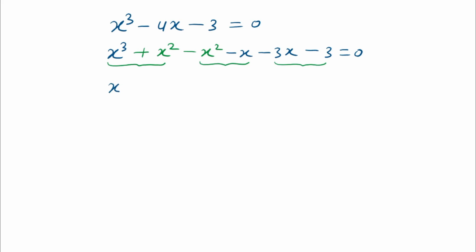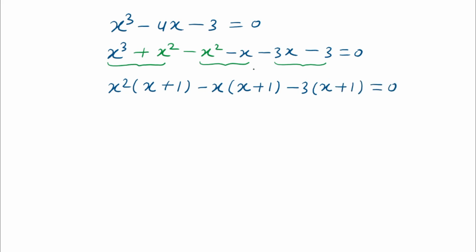Here if we take x^2 common, x^3 divided by x^2 gives x, and x^2 divided by x^2 gives 1. If we take minus x common, minus x^2 divided by minus x gives x, and minus x divided by minus x gives plus 1. If we take minus 3 common, minus 3x divided by minus 3 gives x, and minus 3 divided by minus 3 gives plus 1, and this is equal to 0.